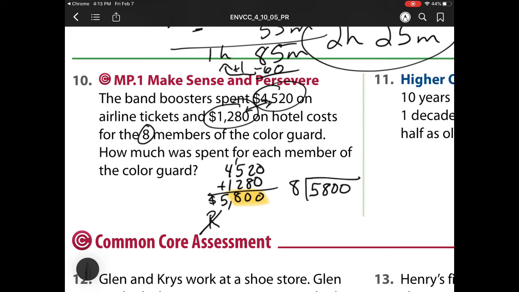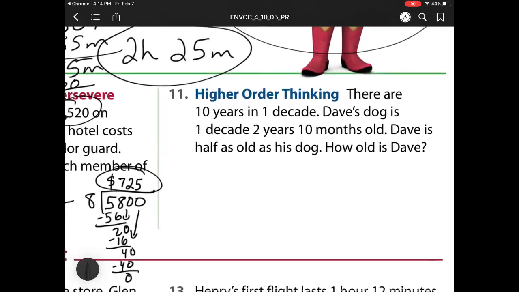So 8 can go into 58 7 times, multiply, subtract, 2 is less than 8, so I can bring down. 8 goes into 20 2 times, 2 times 8 is 16, subtract, check, 4 is less than 8, so bring down. 8 goes into 40 5 times, multiply, subtract, and check. So 0 is less than 8, so my final answer is 725. That's how much money was spent on each member of the color guard.